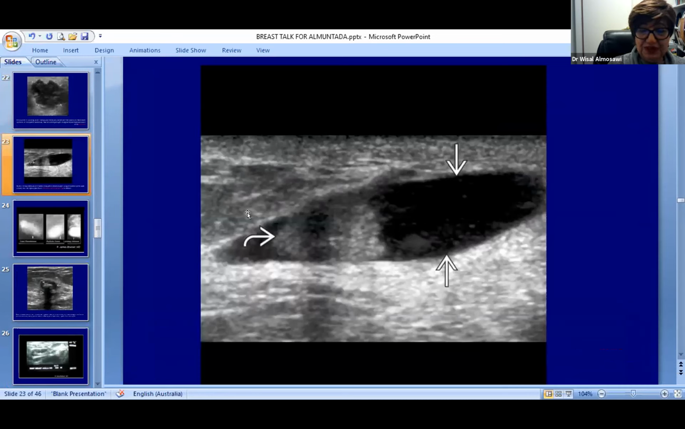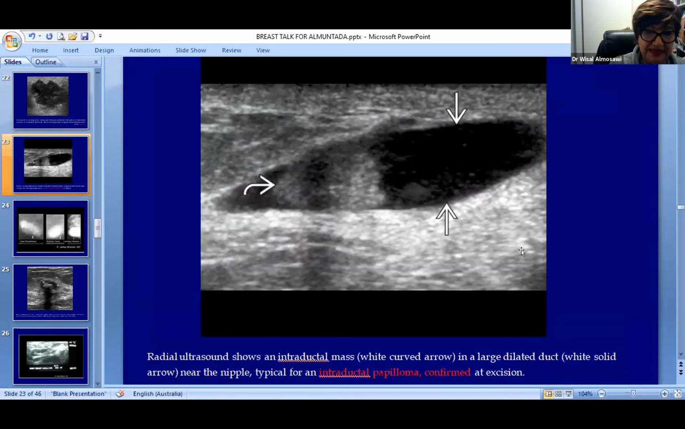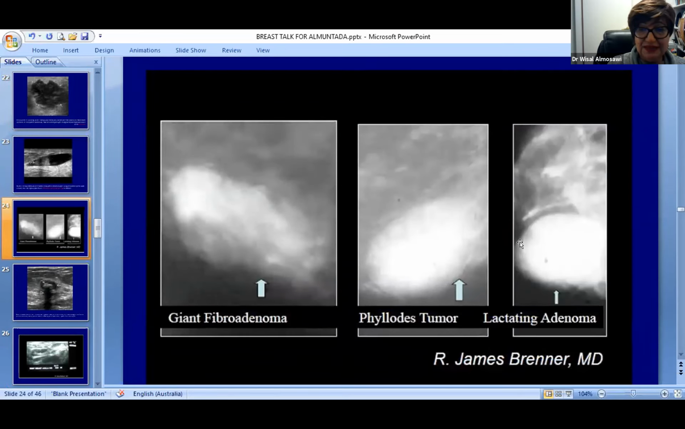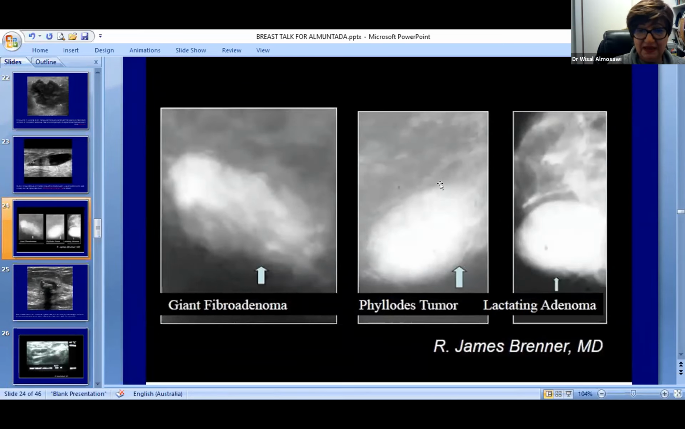Intraductal papilloma, you always hear about intraductal papilloma, usually a dilated duct with a tiny little papilla. We have to biopsy these because these could be pre-malignant and that might develop. So this is just an example of how a well-circumscribed lesion can trick you.